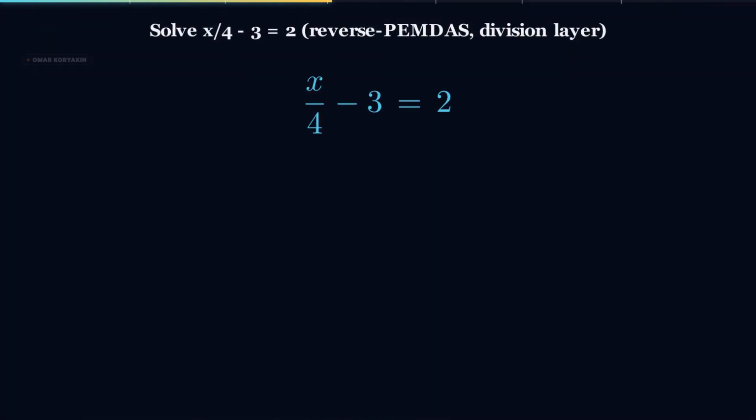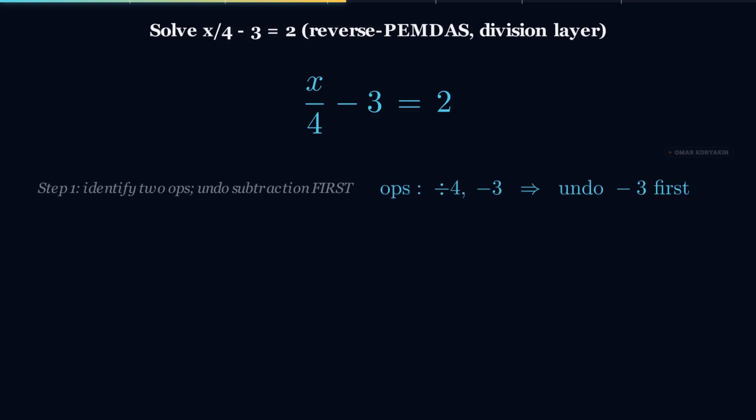Solve the linear equation x divided by 4 minus 3 equals 2. The variable x is hidden behind a division by 4 and a subtraction of 3. Two operations stack on x, and the solving procedure applies the inverses in reverse PEMDAS order. Undo the subtraction first, then undo the division.